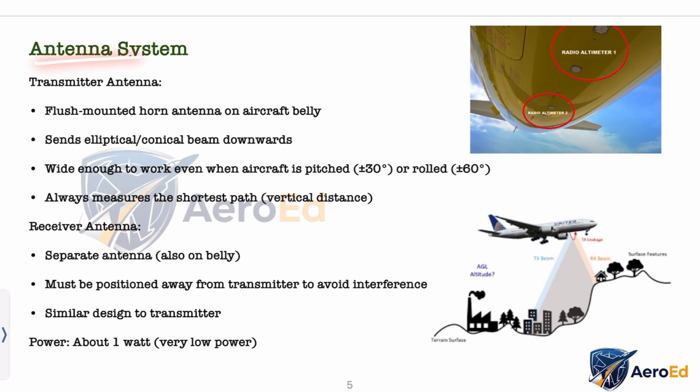So let's now study the antenna system. We already know about the transmitter antenna and the receiver antenna, right? So let's first talk about the transmitter antenna. It is a flush mounted horn antenna on the aircraft's belly. Of course, it won't be on the belly itself, right?